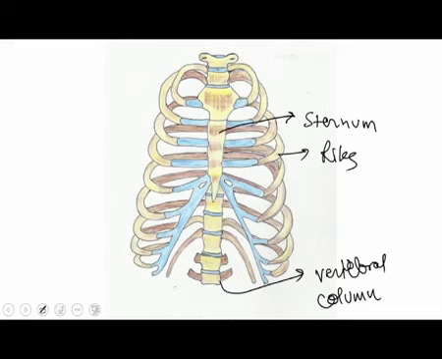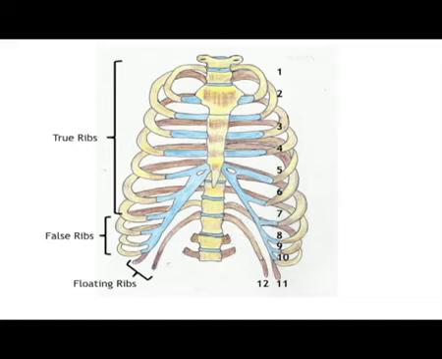If you look at the first 7, these are attached to the actual vertebral column. So that's why they are called true. While the other 3, the 8th, 9th and 10th, are attached to the 7th one. So that's why they are called false. While the last 2 are kind of floating. So that's why they are called floating. So the 11th and 12th ribs are floating.